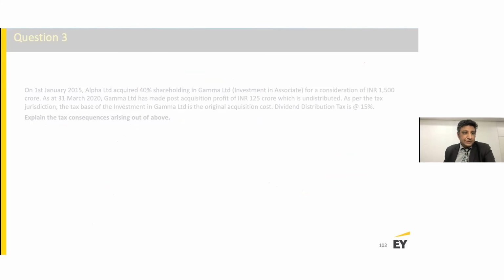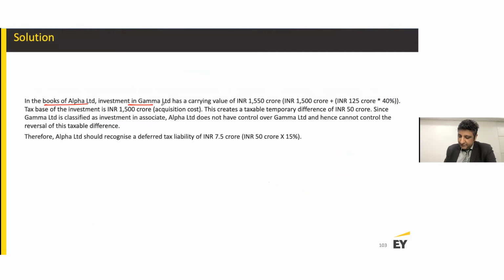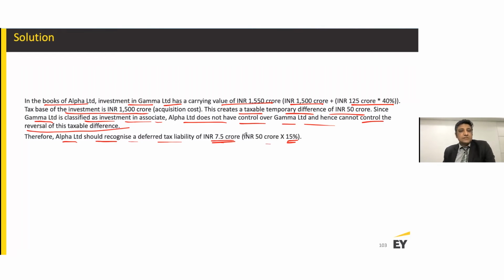Let's have a look at the formal solution. We are given that in the books of Alpha Limited, investment in Gamma Limited has a carrying value of 1550. We've already done that calculation. It's 1500 plus 125 crores into 40%. The tax base of the investment is 1500 crores, which is its acquisition cost. This results in a taxable temporary difference of 50 crores. Since Gamma Limited is an investment in associate, it is likely that Alpha does not have control over Gamma, and accordingly, it cannot control the reversal of the timing of the taxable difference. Which means what? Alpha Limited should recognize a deferred tax liability on the 50 crores. The rate is given at 15%, which means that a deferred tax liability of 7.5 crores will need to be recognized. All right. Thank you very much.